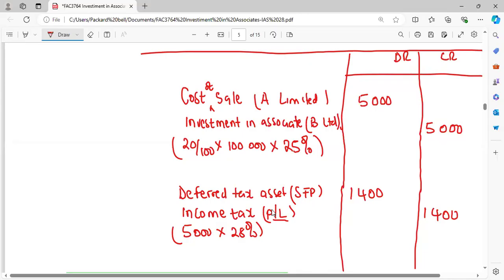If it was a deferred tax liability, then it would be vice versa. We are owing SARS, so it's going to increase our income tax. So we debit income tax in the profit and loss, and then we take the deferred tax liability to the statement of financial position. So that's how you determine your journal entries, right?